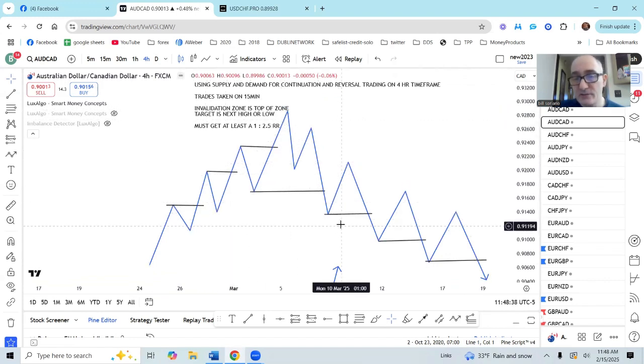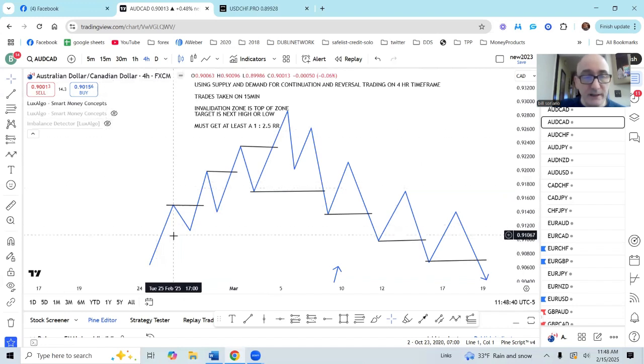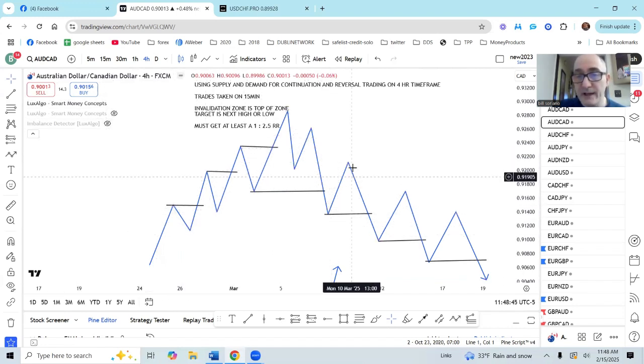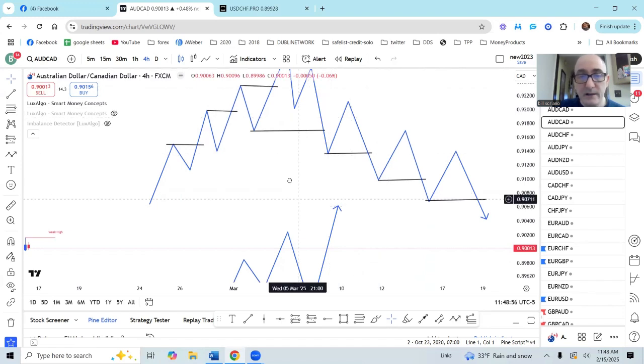Once you get this change of character, if we had a strong bullish trend like we have here, we may wait for that pullback and that break of structure to the downside before looking to take any sell trades, right? So we may just not trade from this area here, okay?